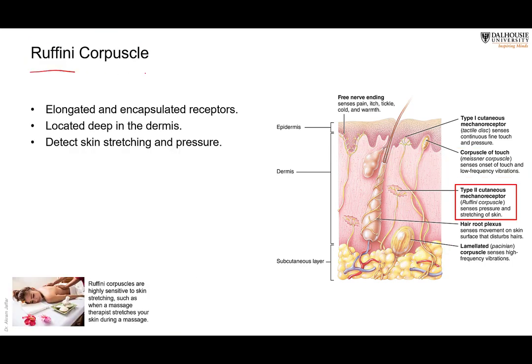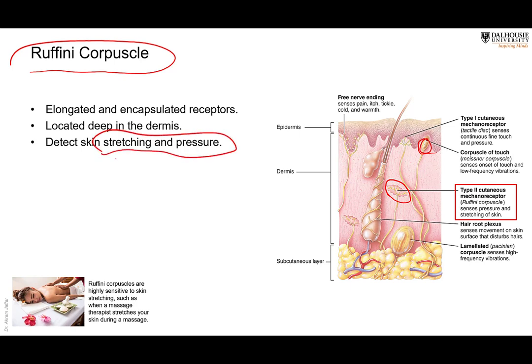Then the other type of receptors which are encapsulated are called Ruffini. They are a little bit flattened, and they are located a little bit deep in the dermis, not in the superficial part of the dermis, unlike the Meissner corpuscle. They are present deep in the dermis, not very deep, but deep, and they detect stretch and pressure. They are the receptors that are most active during a massage session. There is pressure and there is stretching of the skin, and they are present deep in the dermis.